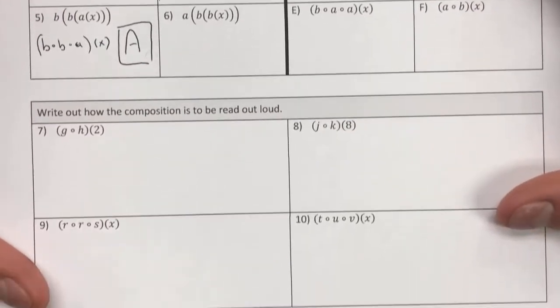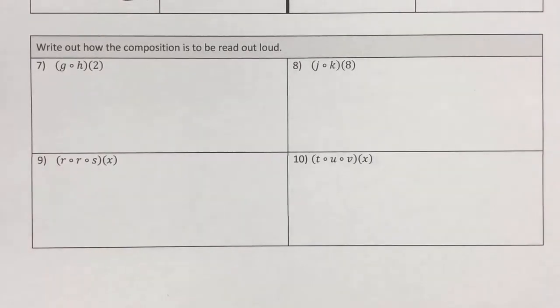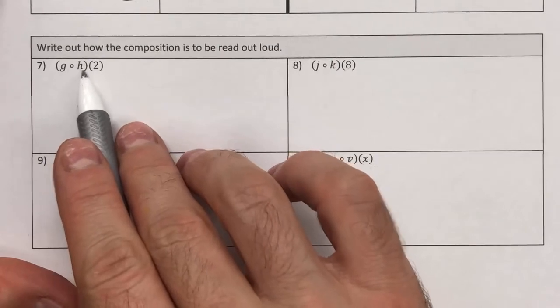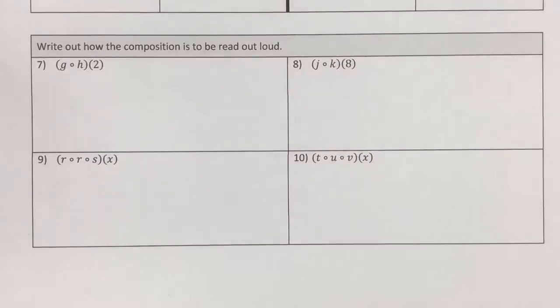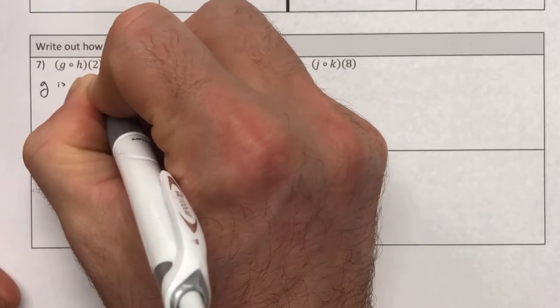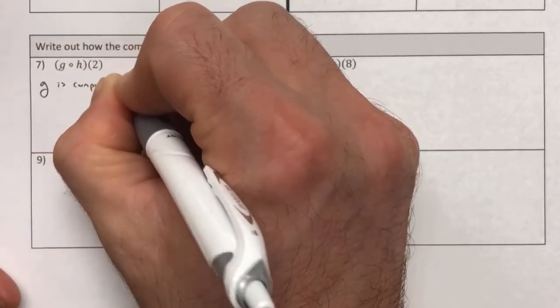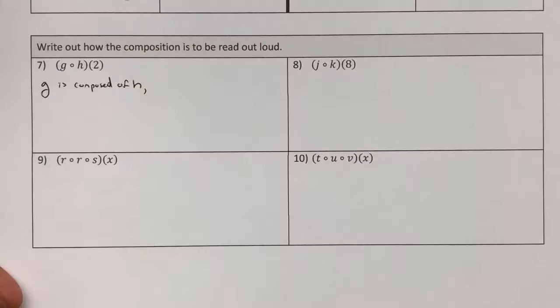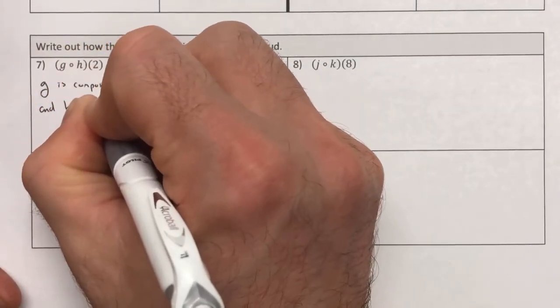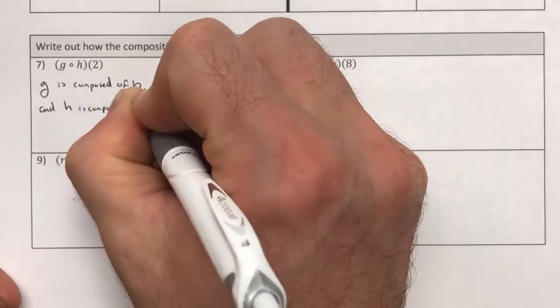We're going to jump off to this. We're going to write out how the function composition is to be read out loud. So again, we just talked about this. We are plugging 2 into h and then plugging that answer into g. So 2 different ways we can read this. I can say g is composed of h, comma, and h is composed of 2.